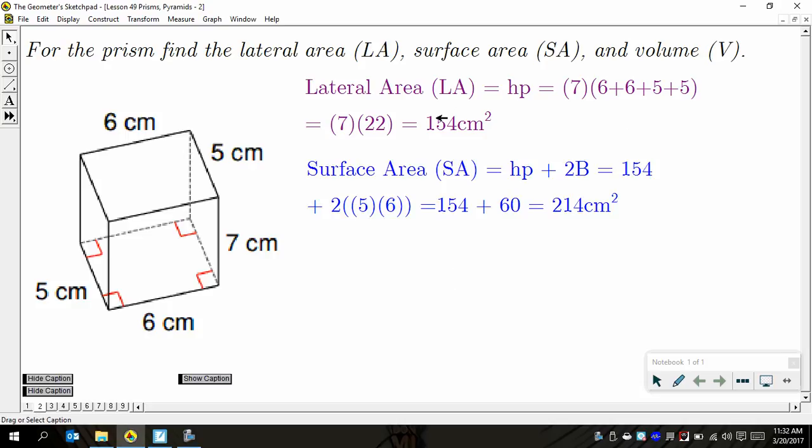For the surface area, we're going to take this lateral area, this HP, which we already found is 154, and we're going to add to it twice the area of the base. Again, the area of the base, big B, is 5 times 6 here. Since it's a rectangle, we do 5 times 6. Multiply it by 2 to get 60, and add it to our lateral area, 154, to get the total surface area to be 214. And for the volume, we take big B, the area of the base, which was 5 times 6, and we multiply it by the height, which is 7, the distance between the two bases, to get 210.